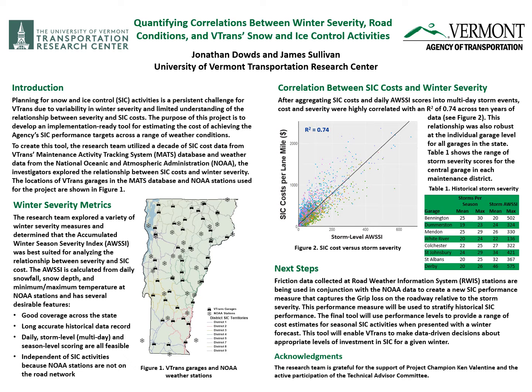The key data sources for the project were the VTrans MATS database, which includes close to a decade worth of snow and ice control costs tracked at the garage level, NOAA weather stations, and ARWA stations maintained by the Agency of Transportation that collect grip data, a proxy for road friction. The first step was finalizing a winter severity metric to use for this project.